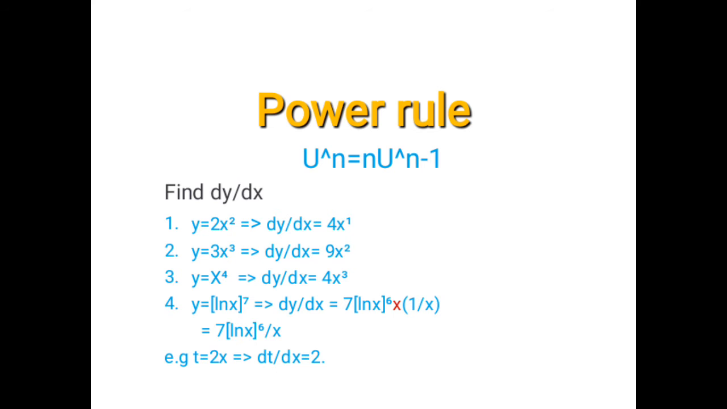number 1, we have y equals 2x squared, which implies dy on dx is equal to 4x to the power 1. Why to the power 1? Because using the power rule, the power has reduced by 1. Looking at the second example, we have y equals 3x to the power 3, which implies dy on dx is equal to 9x squared. Same thing here, we applied the power rule.